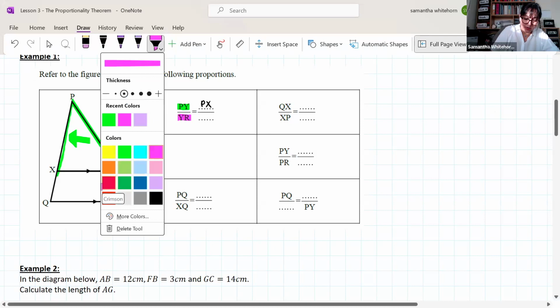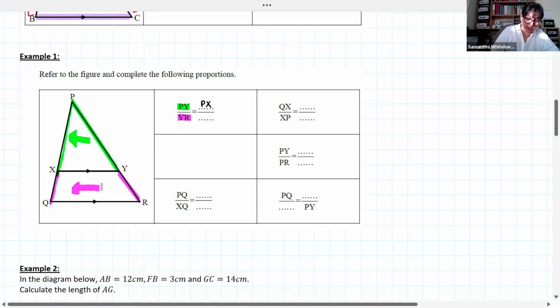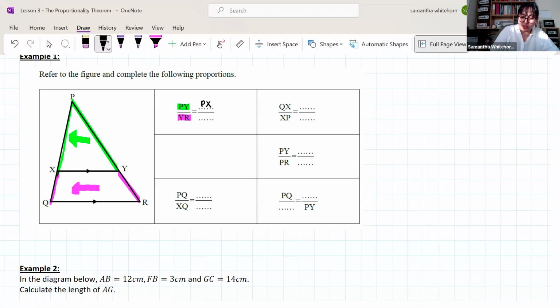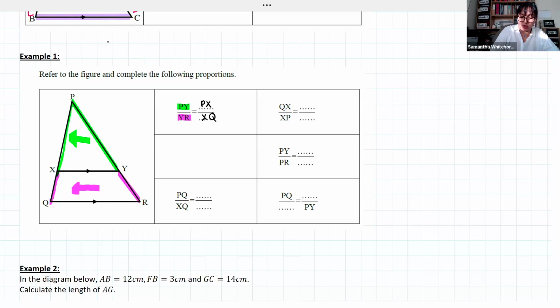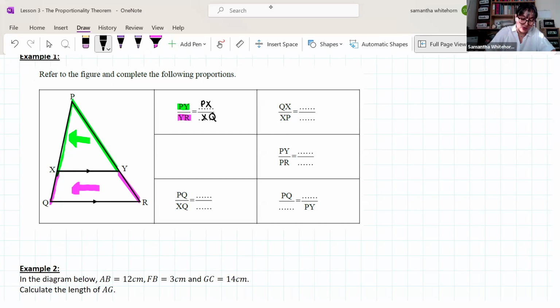YR corresponds to XQ. And so in my little ratio here, I can write XQ. So that's just one example of one of the ratios I could write down for this triangle: the top 2 segments in relation to the bottom 2 segments. Perfect, no problem.